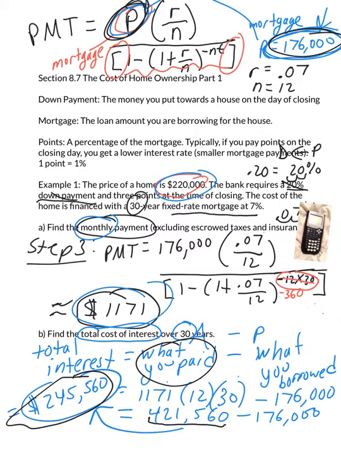Now, obviously, you would want to look at different interest rates depending on where the market's at. 7% is a pretty high interest rate, like in this particular example.